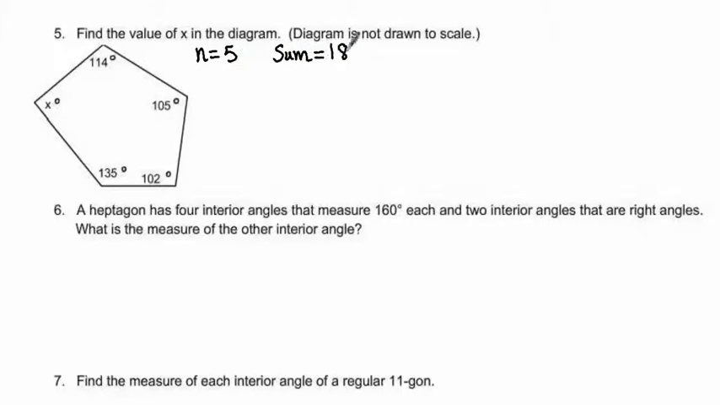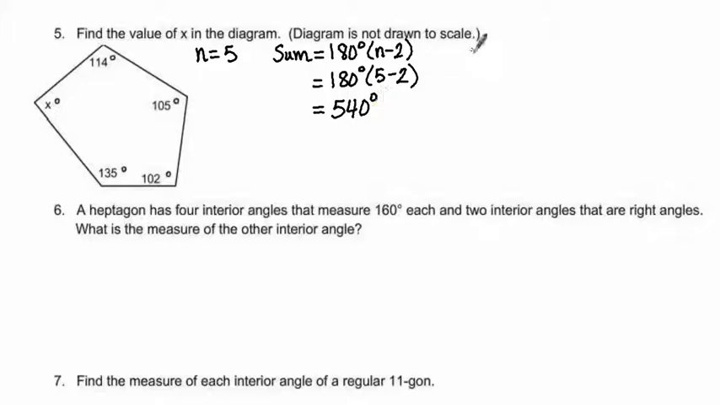So I go back to my sum formula, 180 degrees times n minus 2. Substitute n as 5. And then multiply as we did before. So 5 minus 2 is 3. 3 times 180 is 540 degrees. So that tells us that all 5 angle measures should have a sum of 540 degrees. Now I've got 4 of them, so I'm going to figure out what the sum of those 4 is and determine what's left over out of this sum of 540.